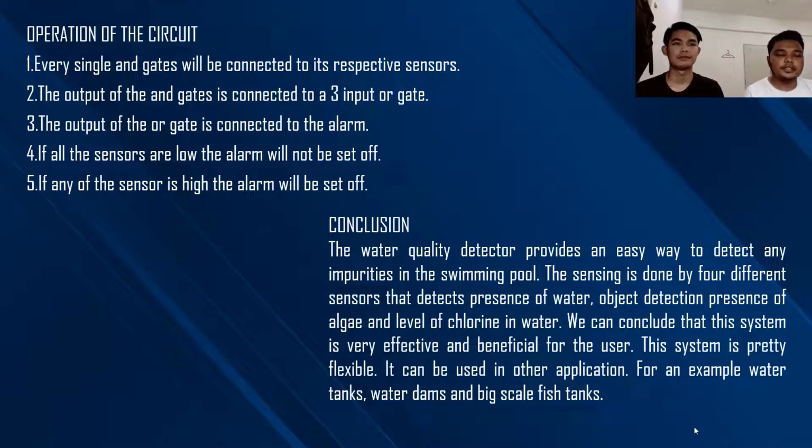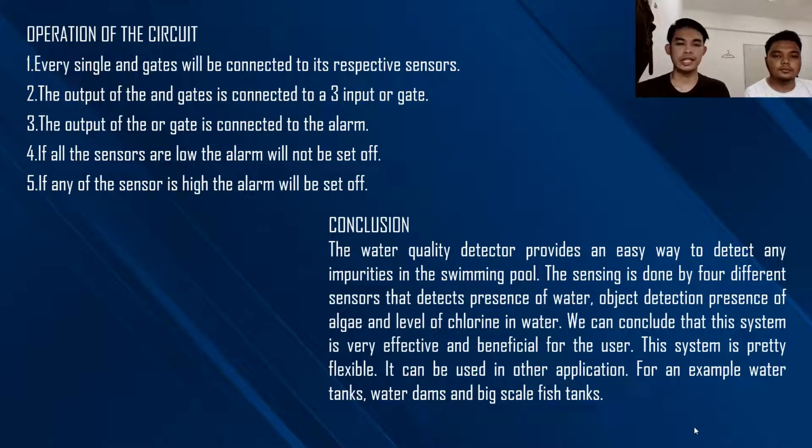The operation of the circuit is, the first is every single AND gate will be connected to its respective sensors. Secondly, the output of the AND gates is connected to a 3-input OR gate. Next, the output of the OR gate is connected to the alarm. Then, if all the sensors are low, the alarm will not be set off. And then lastly, if any of the sensors is high, the alarm will be set off.